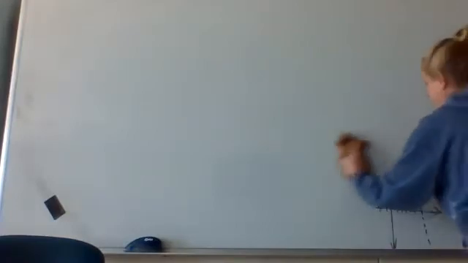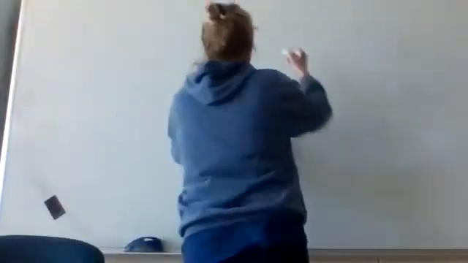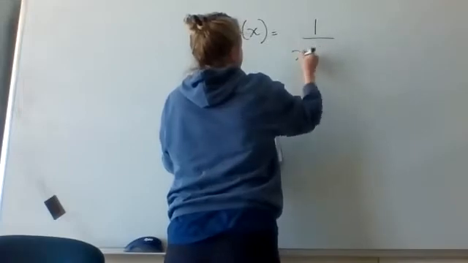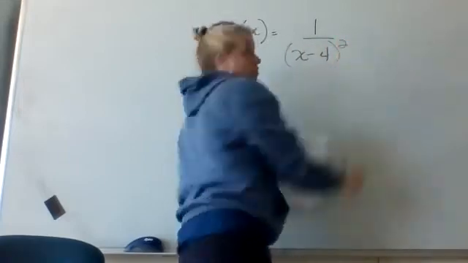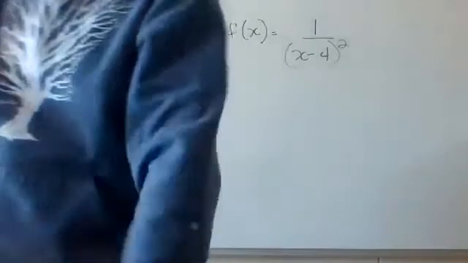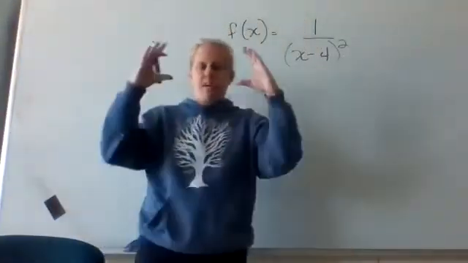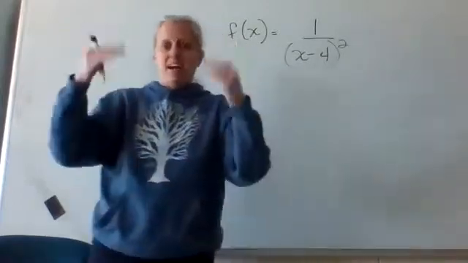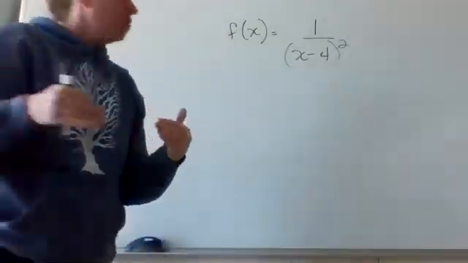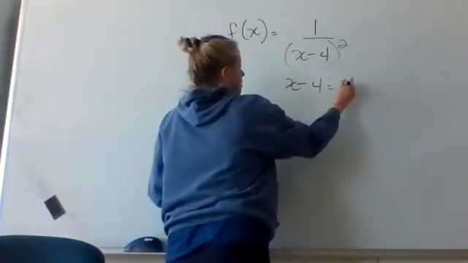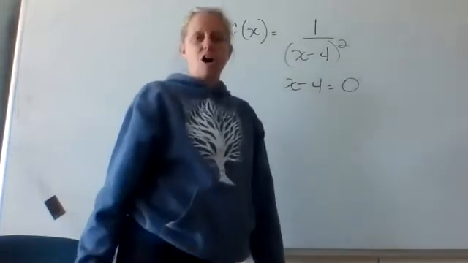So let's look at these next few problems, finding the vertical asymptotes, which means we're going to find zeros of the denominator. Number 4, f of x equals 1 over x minus 4 squared. There's actually only one zero of the denominator, because if you wrote that out, it'd be x minus 4 twice, and that's just going to create the same answer, right? So the zero of the denominator, set it equal to 0 and solve it.